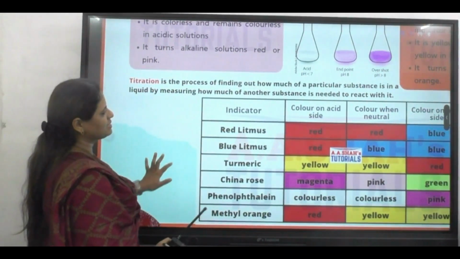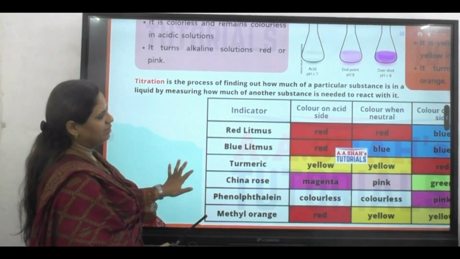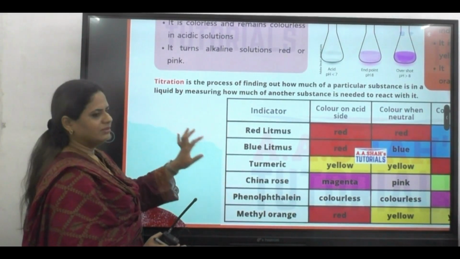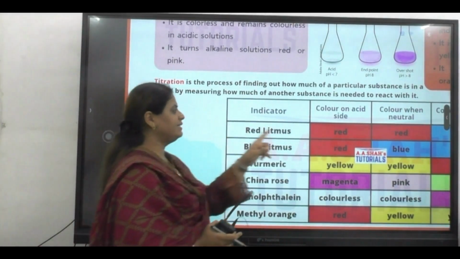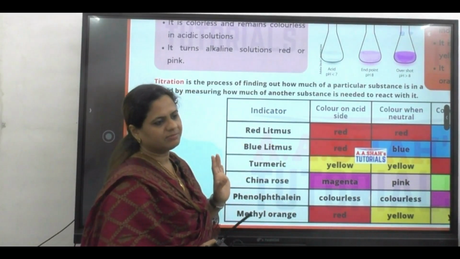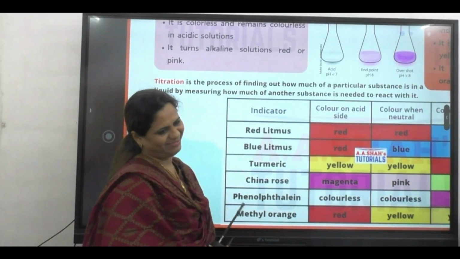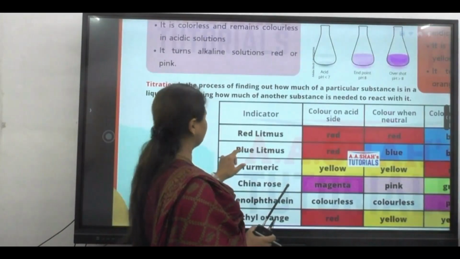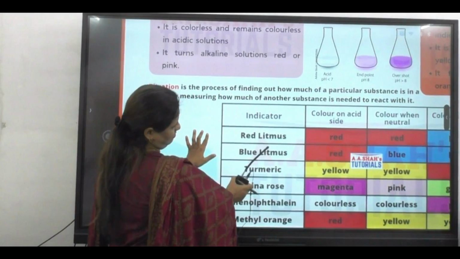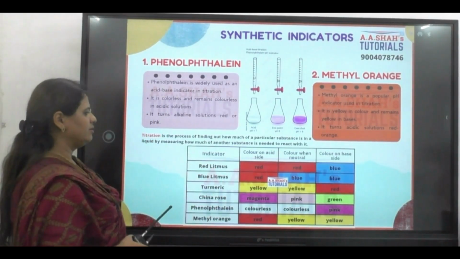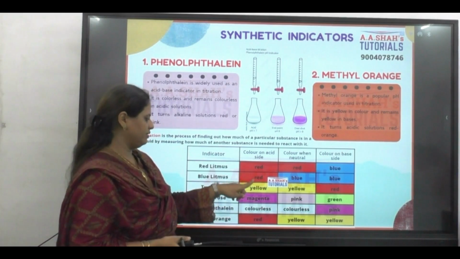Red litmus will change its color to blue if it's a base. Red litmus is used to test a base, and the base will turn it blue. Blue litmus is used to test an acid, which will turn it red.